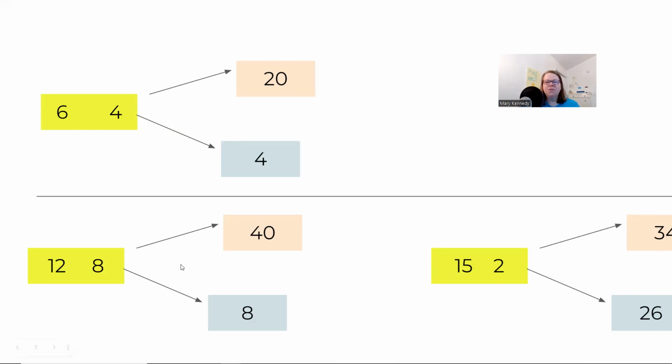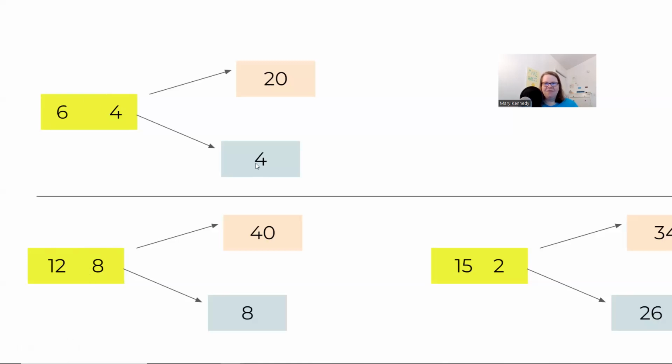So in other words, you have 3 examples all operating on the same premise. They all use the same pattern. So whatever you did with 6 and 4 to get 20, see if you can do the same thing with 12 and 8 to get 40, and with 15 and 2 to get 34. Does it work? Pause if you need a chance to do the math and see.